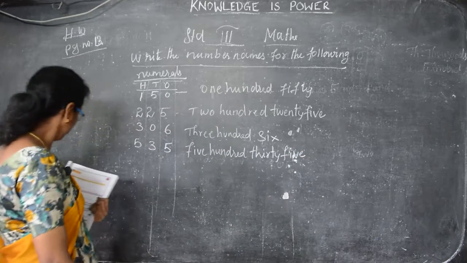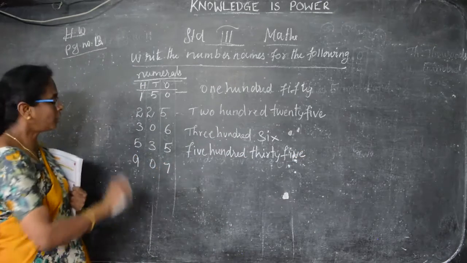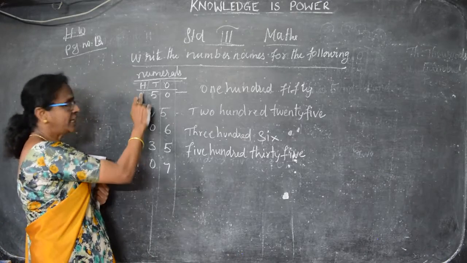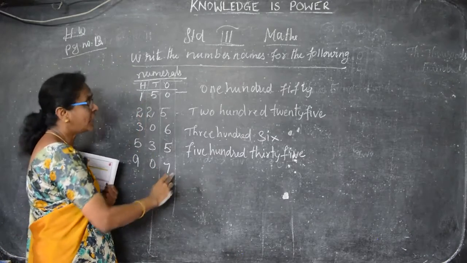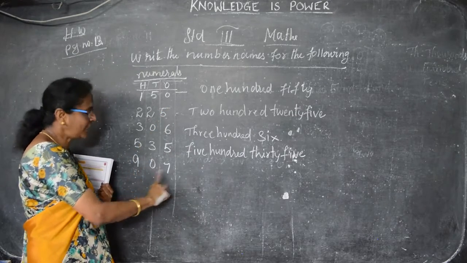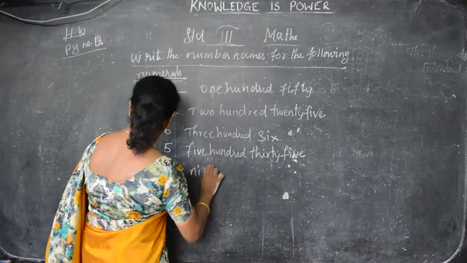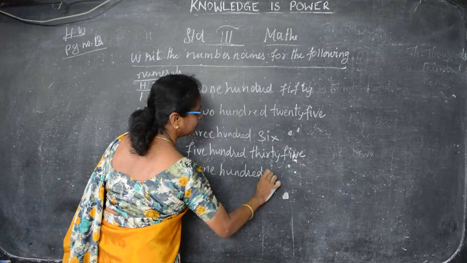Okay, now the next one is 907. So how to read this number? 9 in the hundreds place is 900. In tens there is no number, and 7 ones. So you can say 907.